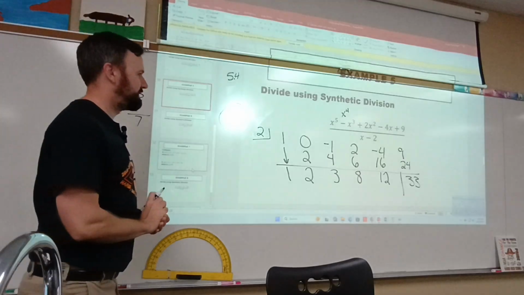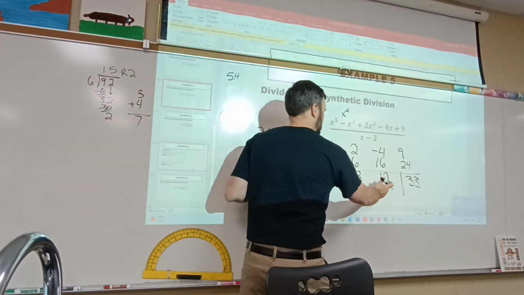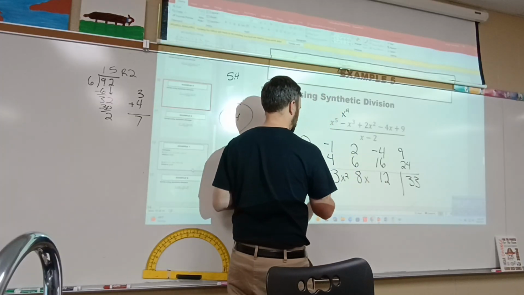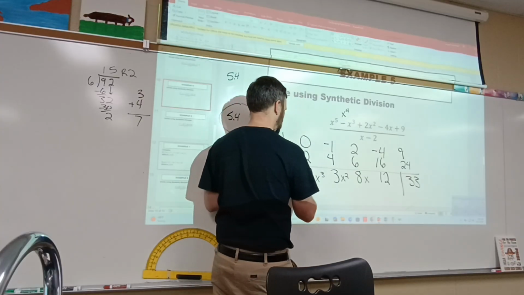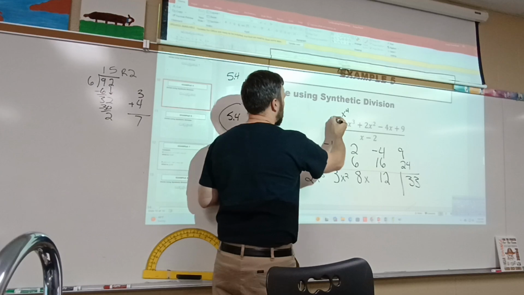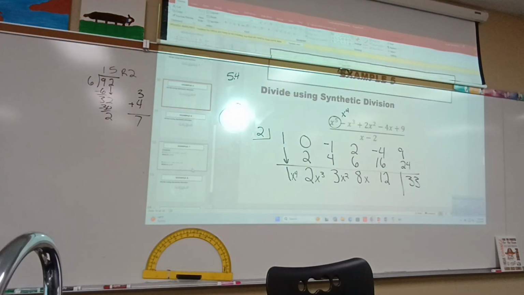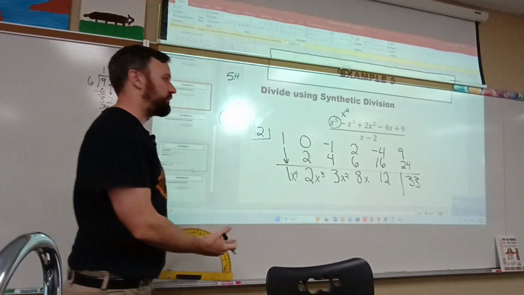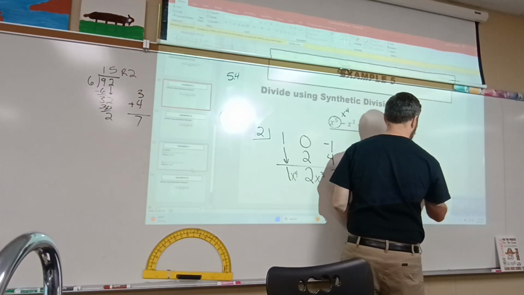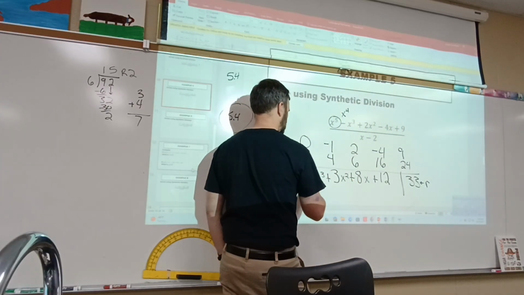Am I done? That looks like just some crazy stuff up there. Constant, x squared, x to the 3rd, x to the 4th. Quick check: this was x to the 5th, right? When I divide it, I should get 1 less, so my polynomial should be 1 degree less. And then this is my remainder. Now let's put the pluses. There you go.